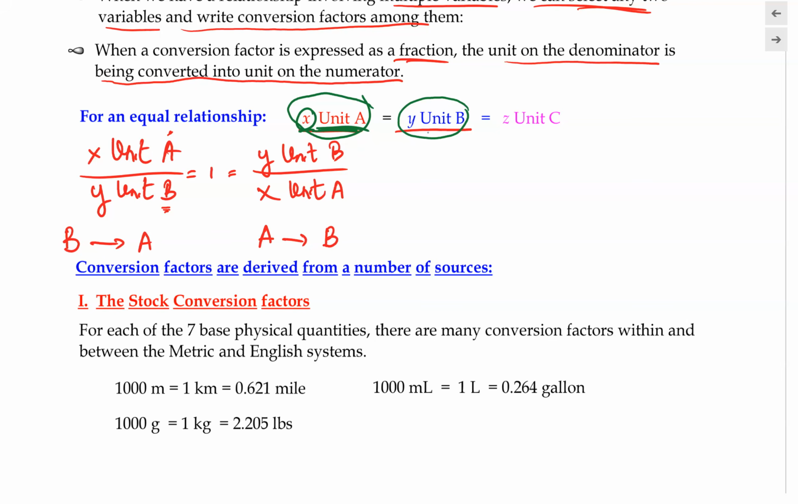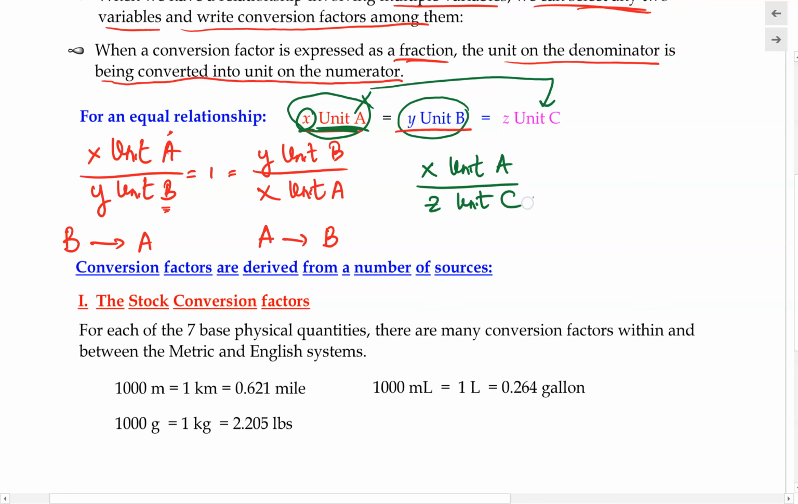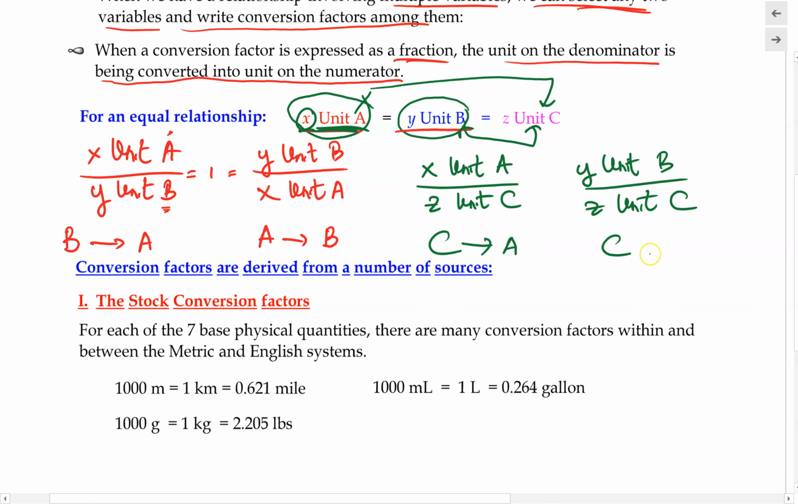Similarly, we can also pick out unit A and unit C and write a conversion factor among them, and we'll have x of unit A over z of unit C. Of course, we can also write another one where C is on top and A is on the denominator. Or we can do the relationship between unit B and unit C, where we have y of unit B over z of unit C. Again, make sure the unit and the value go together. This conversion factor will be used to convert unit C into unit A, versus this one right here, which will be used to convert unit C into unit B. So that's what conversion factors are.